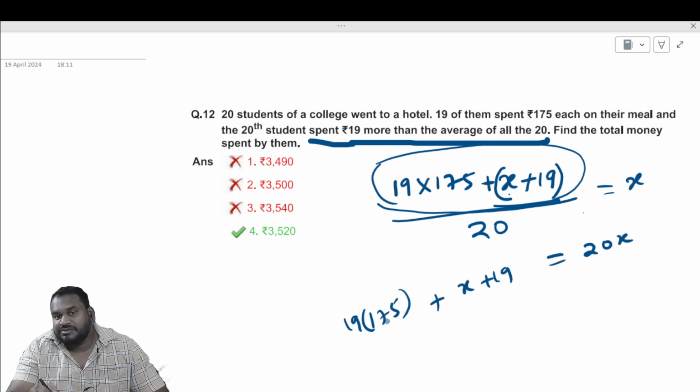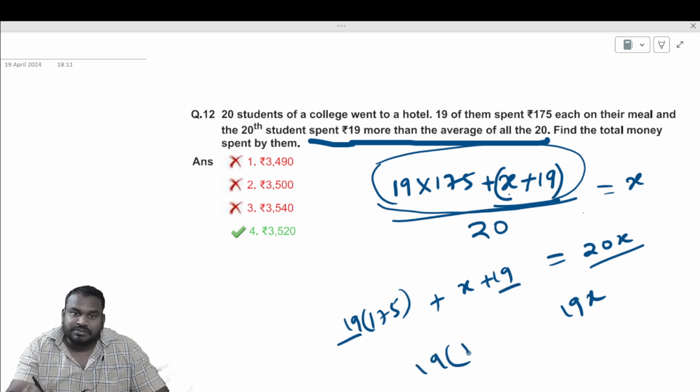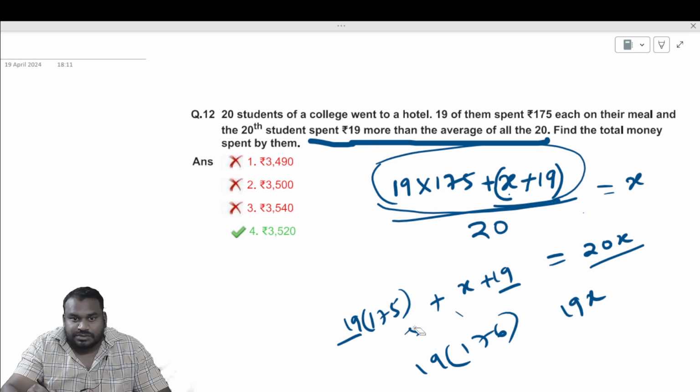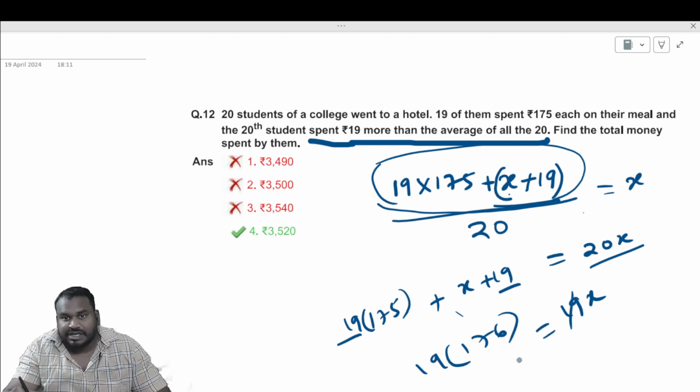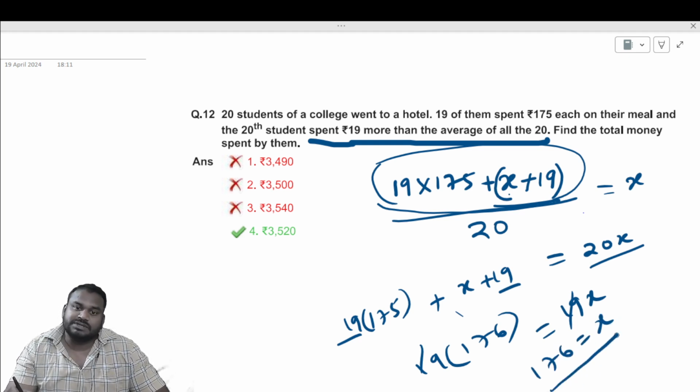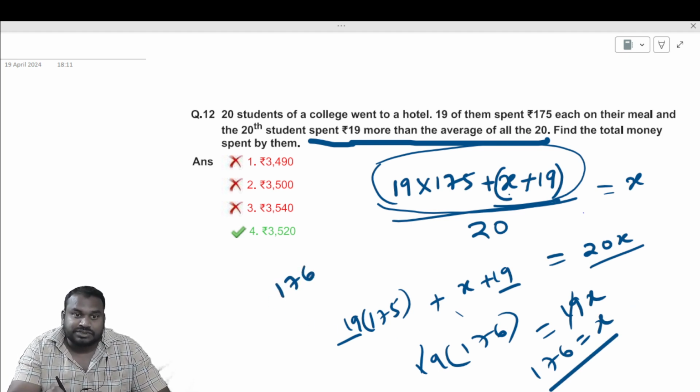Don't multiply 19 with 175. Don't complicate it. Just do it normally. 20X, if I take this X to the right side, this will become 19X. I'll take 19 common at this point. So if I take 19 common, it will become 176, because 1 plus 175. Now just cancel 19 on both sides. So X is 176.